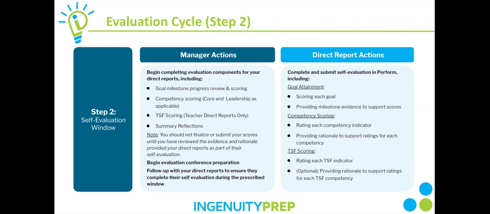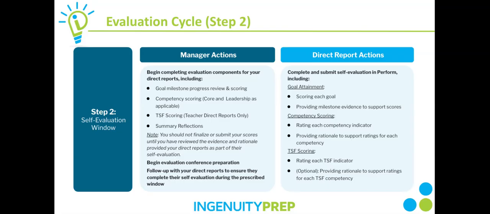Step two is the self-evaluation window. This is when both you and your staff are actively working on completing evaluations. Your staff members will be scoring their own goals, submitting milestone evidence towards them, and rating themselves on their competencies as applicable to their role. Make sure that you check in with your team to ensure they are completing their self-evaluation on time. As a manager, you'll start to draft your direct reports' evaluations during this time window. You'll be reviewing goals, competencies, and thinking about your overall reflections.